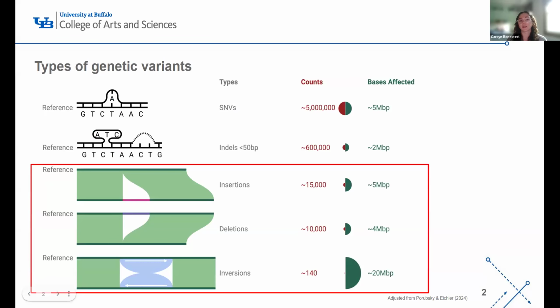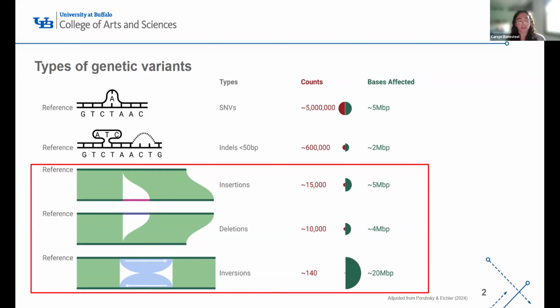So we've traditionally studied both single nucleotide variants and indels when analyzing genetic variants. These are very easy to study with short read sequencing, but they do not make up the largest percentage of bases affected when we analyze differences between two diploid human genomes.